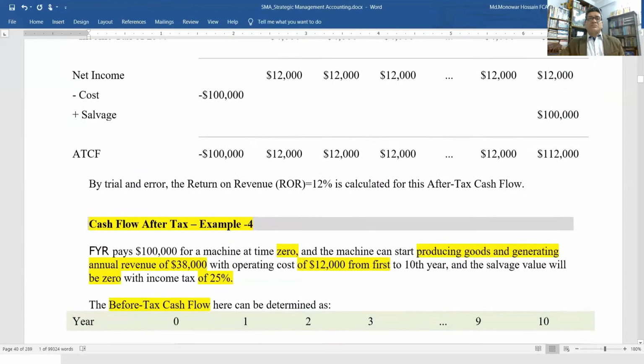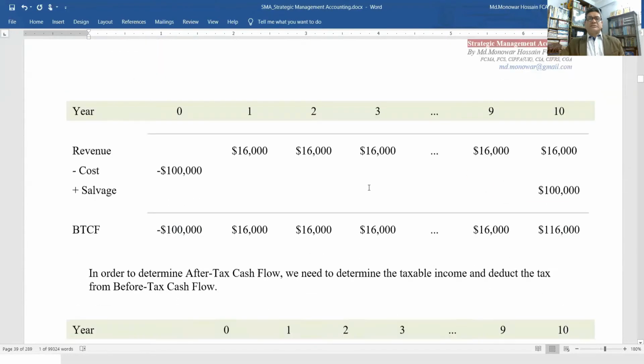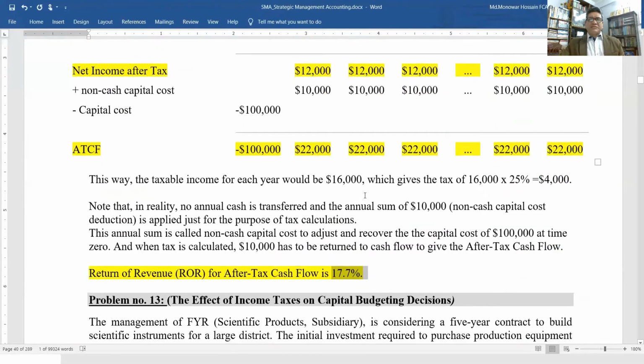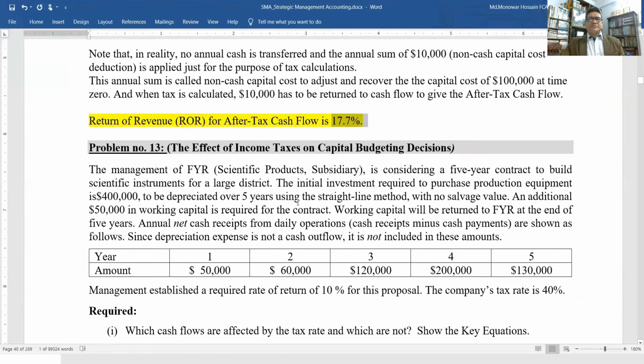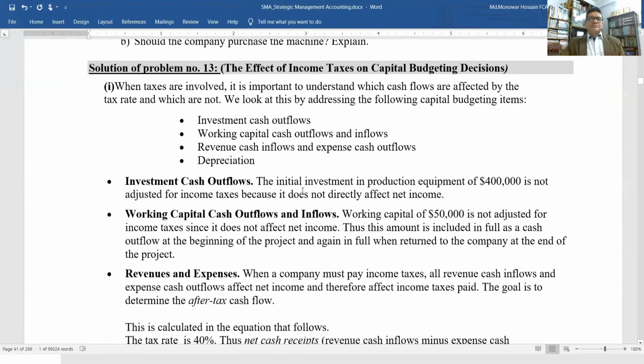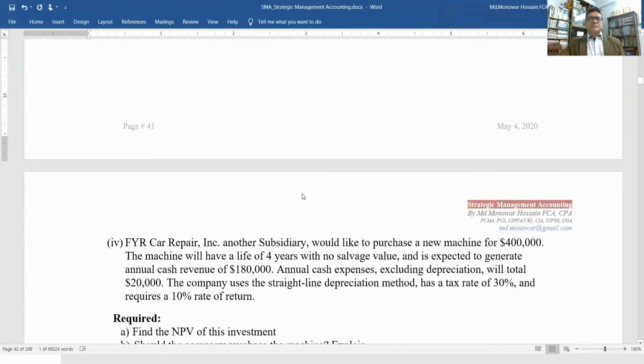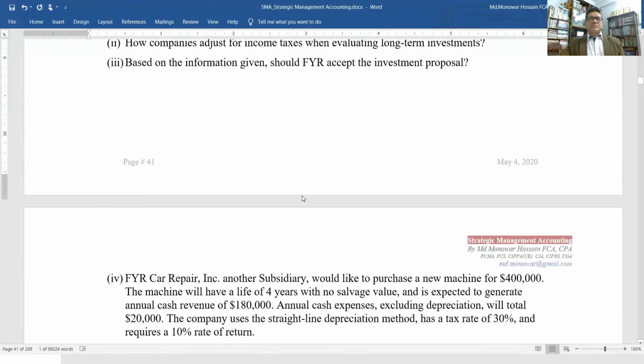So what do we learn from here? The depreciation effect is a major part. So, let's look at other problems.